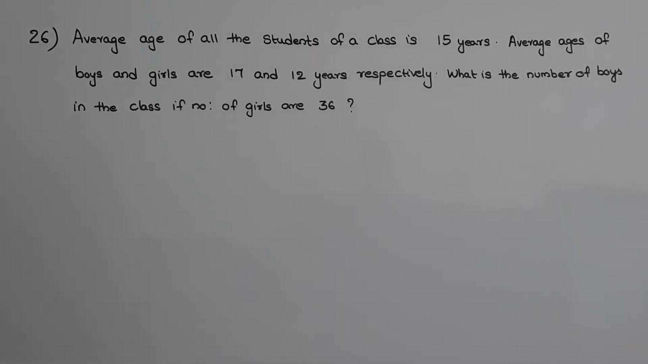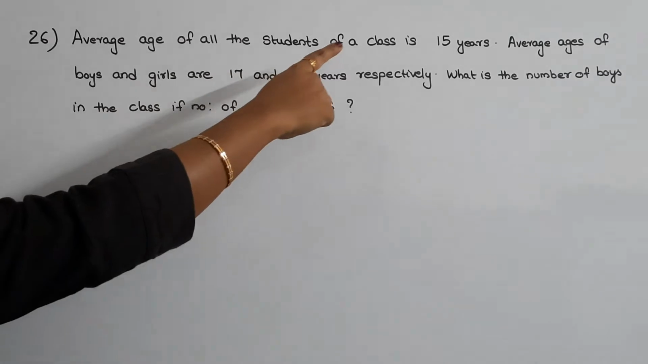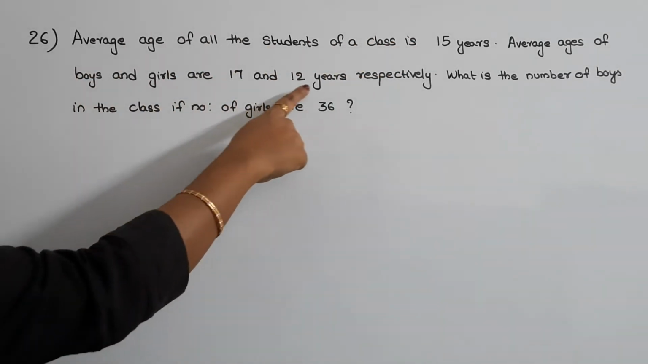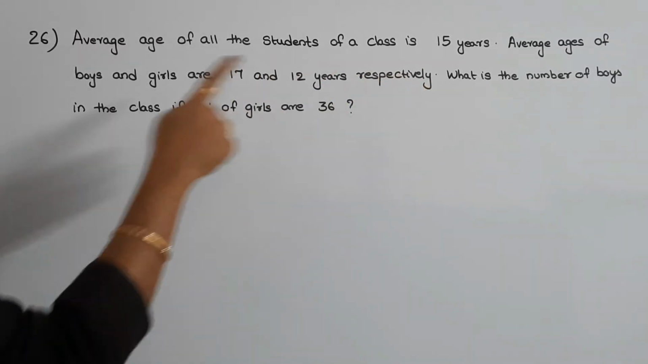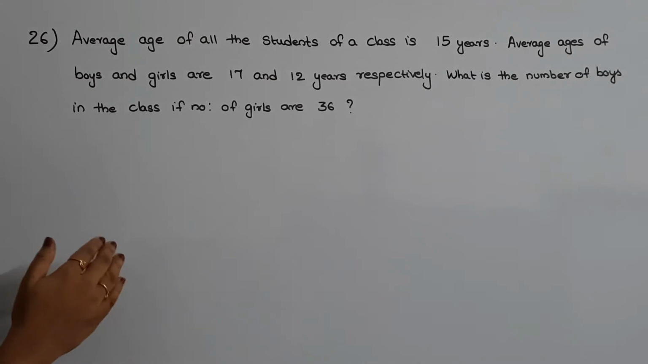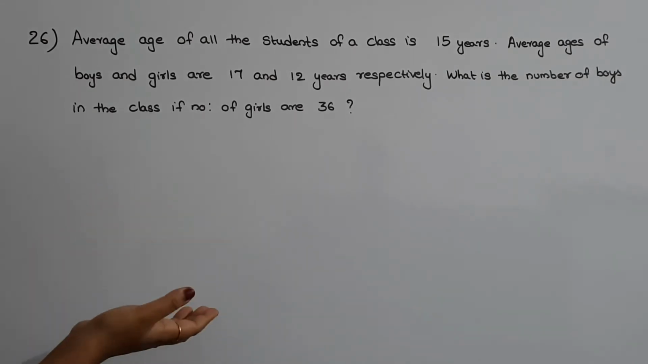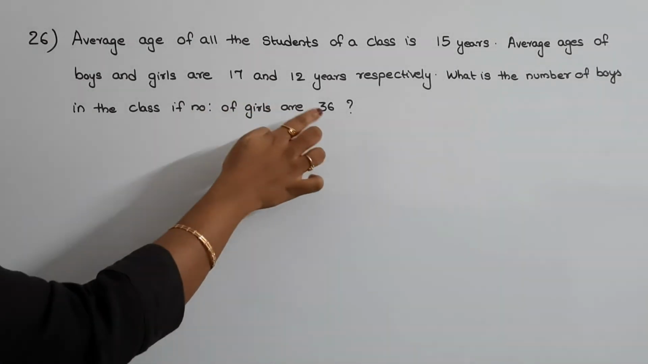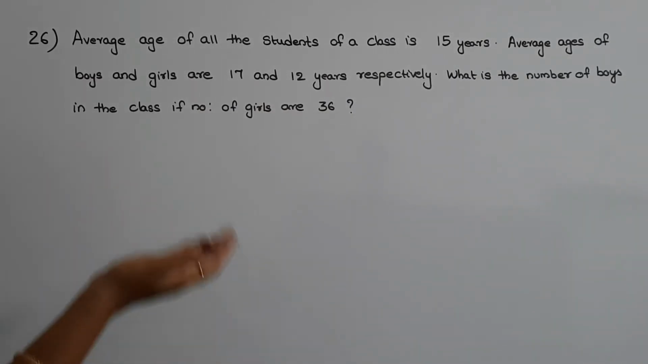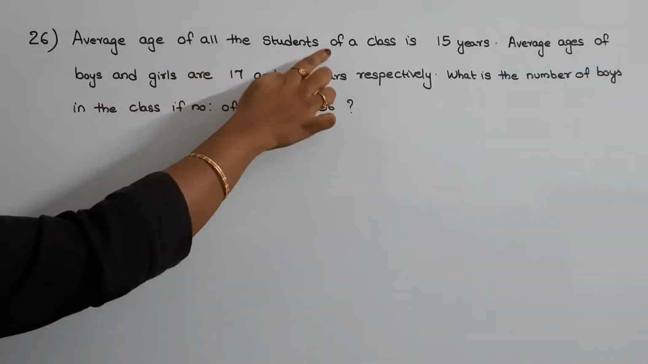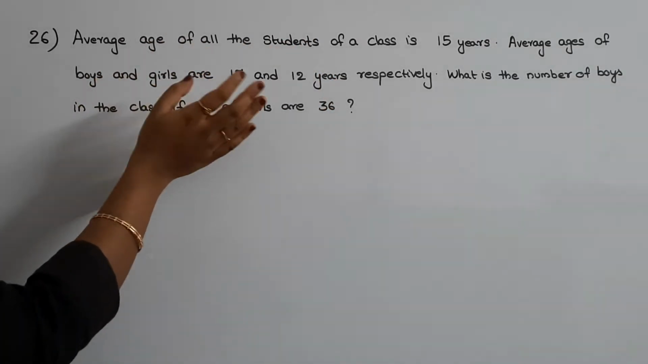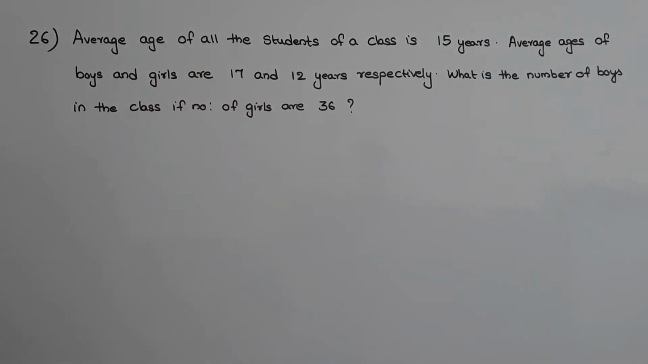The next question is, average age of all the students of a class is 15 years. Average ages of boys and girls are 17 and 12 years respectively. What is the number of boys in the class if number of girls are 36? So in this question we need to find out the number of boys in the class, where the number of girls is given as 36 but the total number of students in the class is not given. The average ages of total students is given and the average ages of total boys and total girls are also given. So let us see how to solve this.